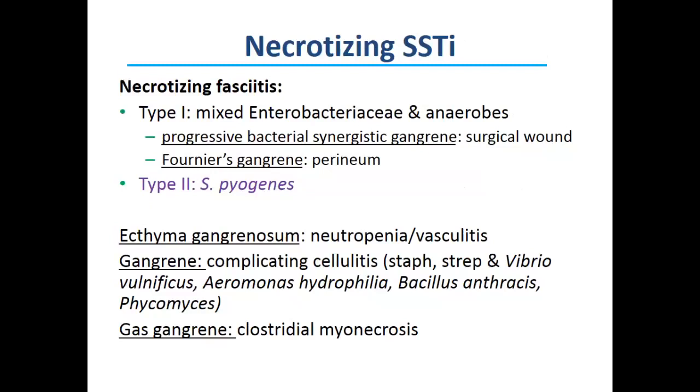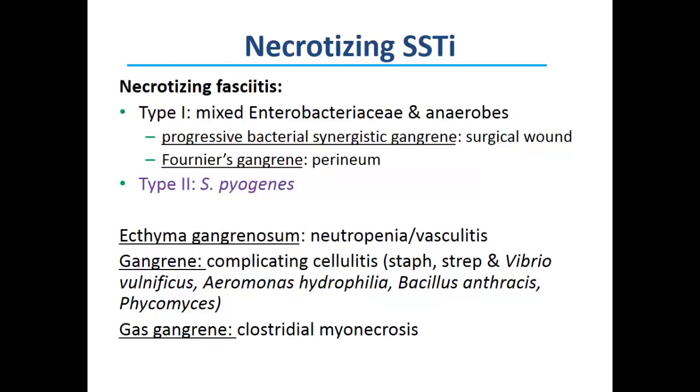There are several other necrotizing skin infections that are worth mentioning. Most importantly, ecthyma gangrenosum, and this is again a necrotizing process. This is actually a vasculitis. There is neutropenia as an individual risk factor, and the bacteriology is usually what? Pseudomonas is the most common. Other gram-negatives can do that.